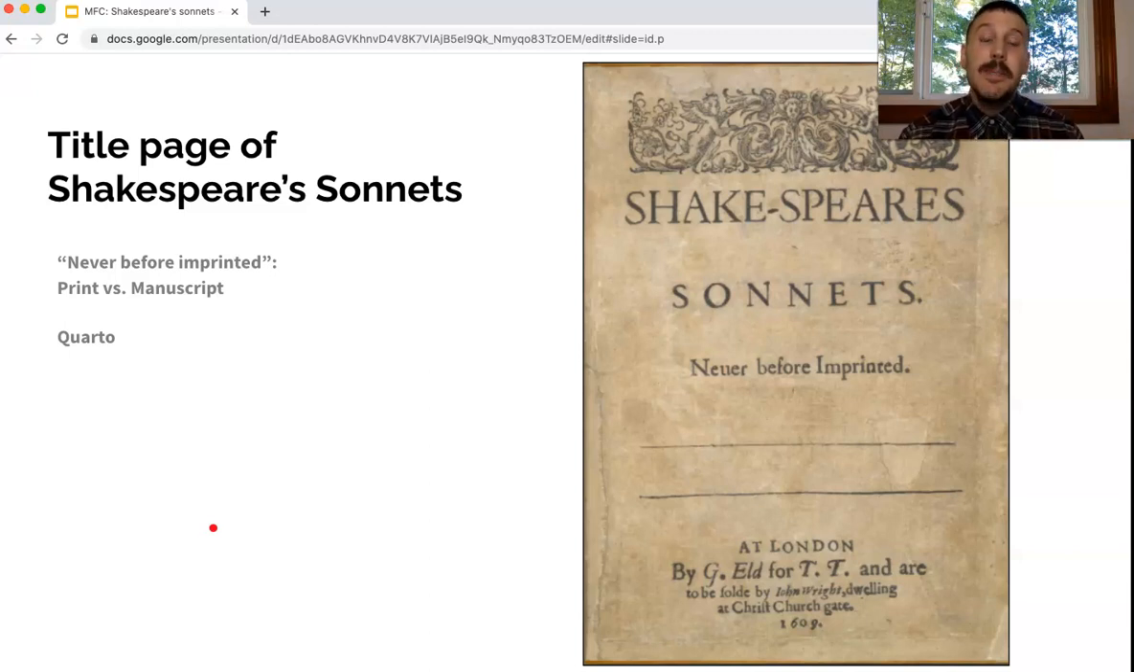We don't even know if Shakespeare wanted his sonnets to be printed. A publisher decided to print them himself. We have no idea if Shakespeare himself even asked for that or consented to it.